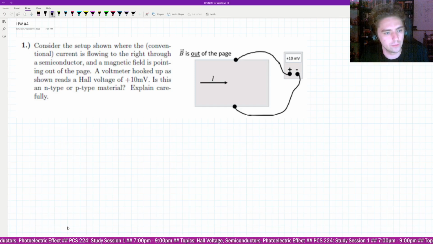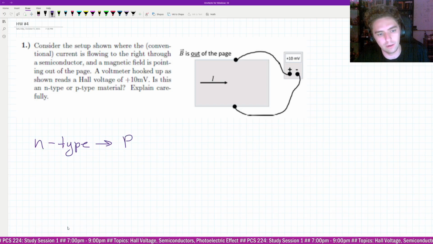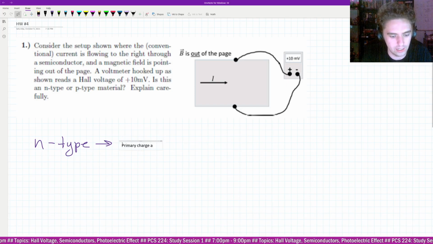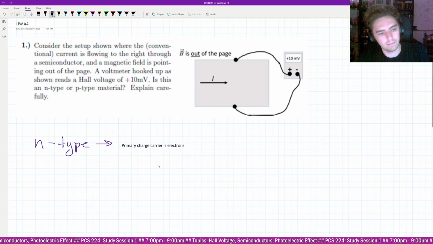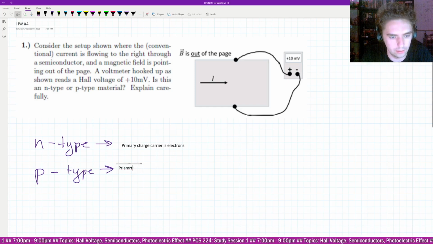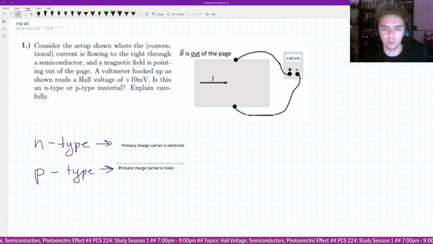Yeah, there we go. Okay, so for it to be an N-type, this just means that the primary charge carrier is electrons. And of course, if it's a P-type, that means that the primary charge carrier is holes, right? So we just have to determine which one is happening here.